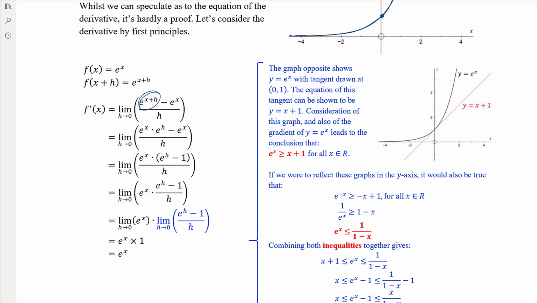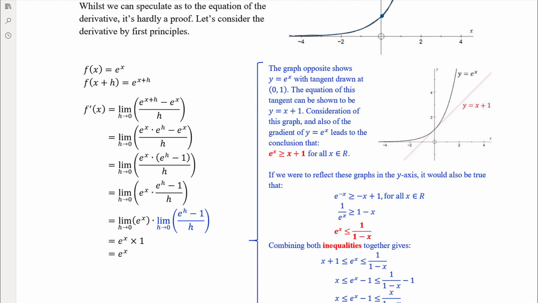So we can split up this term. We know that we add powers when we are multiplying. So e to the power of x times e to the power of h is e to the power of x plus h. So I'm going to write that as a multiplication. This dot means multiplication. It's really commonly used in Europe.